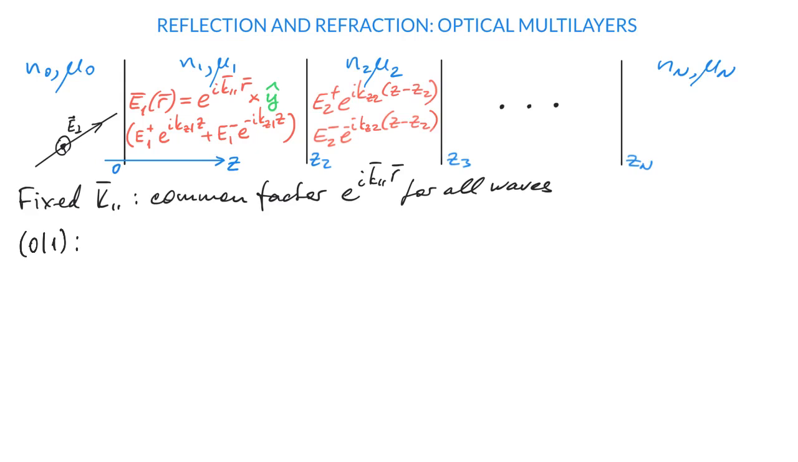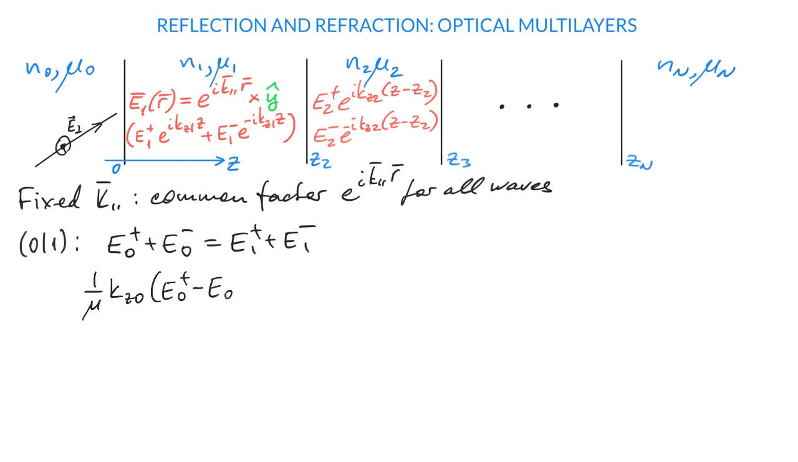So we match the tangential component of the electric field. That will give us E0 plus plus E0 minus equals E1 plus plus E1 minus. The E1 minus is the new piece that was absent when there was just one interface and only right propagating beam on the left. The second condition from matching the tangential component of H will be 1 over mu0 kz0 (E0 plus minus E0 minus) equals 1 over mu1 kz1 (E1 plus minus E1 minus).